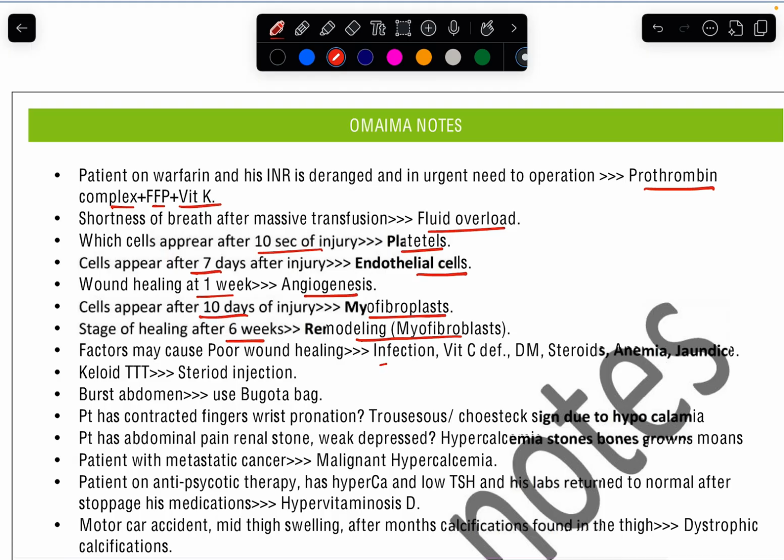Factors that may cause poor wound healing: infection, vitamin C deficiency, diabetes, steroids, anemia, jaundice. Keloid treatment is steroid injection. Burst abdomen, Bogota bag. Burst abdomen, negative, infected, Bogota bag.